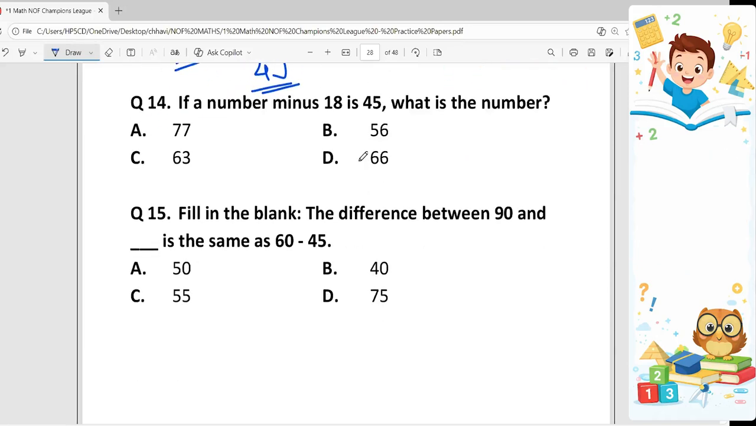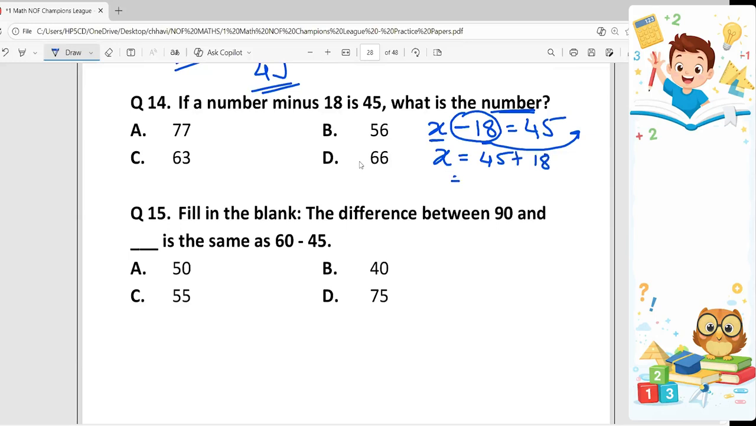14th question. If a number minus 18 is 45, what is the number? See, now they have asked you number. Let's say number is equals to x. Now the equation which we have to make is number minus 18 is equals to 45. Now we have to find x. So we'll keep x over here. We'll move all this number over here. So it will be 45 and this sign will change. So it will be plus 18.